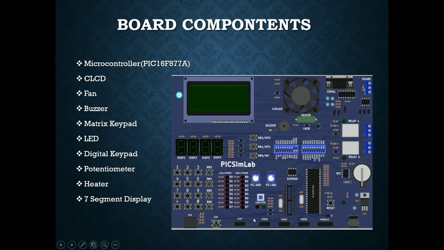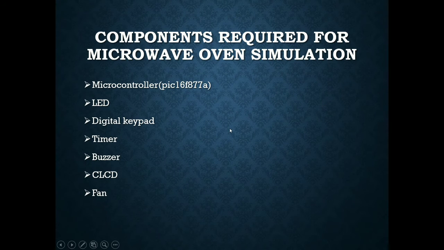We have 16 LEDs here, and then we have a 7-segment display. We have a potentiometer which will be connected to the CLCD, and then we have a heater. So these are the board components that are available. Now out of this, we make use of the microcontroller, LEDs, digital keypad, timer, buzzer, CLCD, and fan in our project. So before getting to know how this project can be done, let us know what each component does.